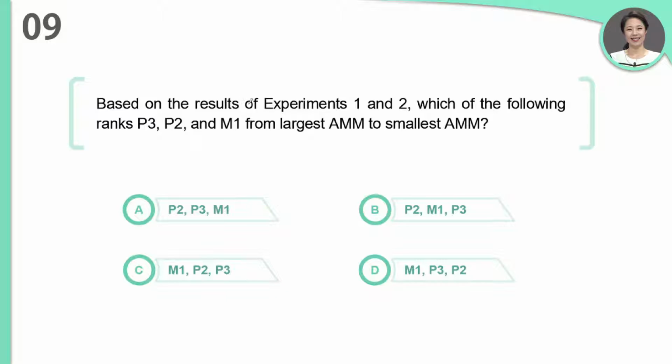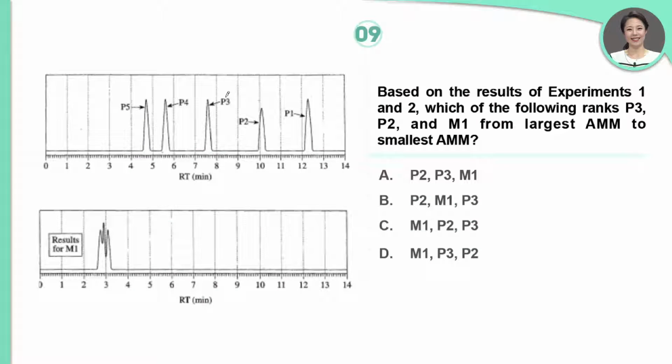Question number 9. Based on the results of experiments 1 and 2, which of the following ranks P3, P2, and M1 from largest AMM to smallest AMM? AMM is mass. Okay, let's go back to experiments 1 and 2. Here you see P3, P2, M1. M1 comes out around 3, P3 around 7.5, and P2 around 10. So it took the shortest time for M1 to come out, and the longest time for P2 to come out. So which one is the largest?